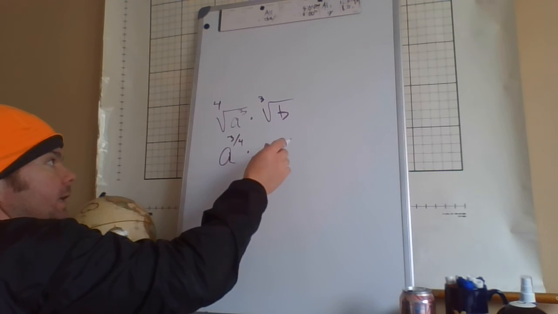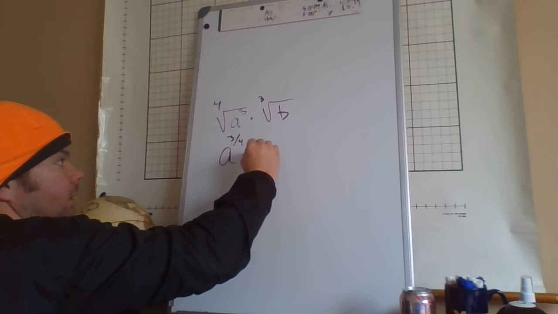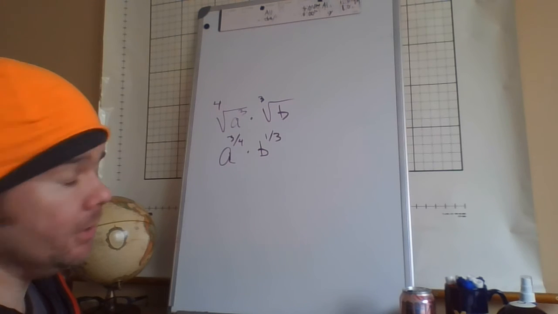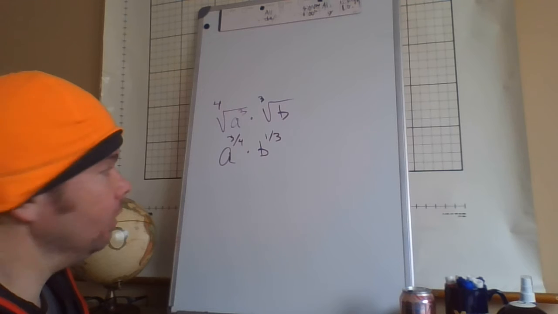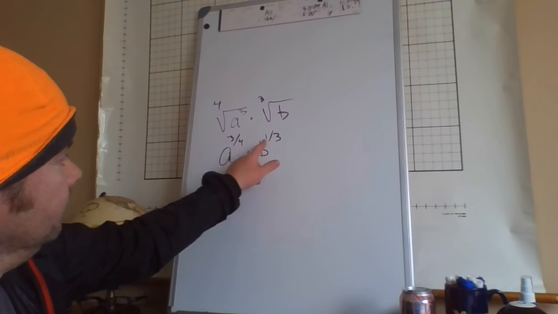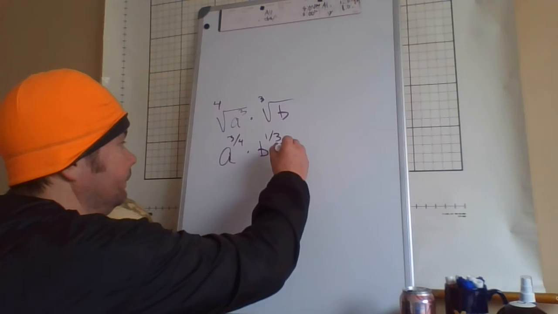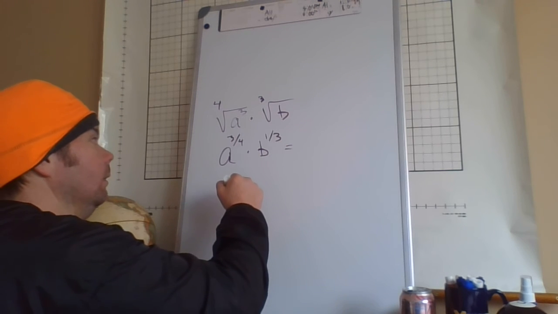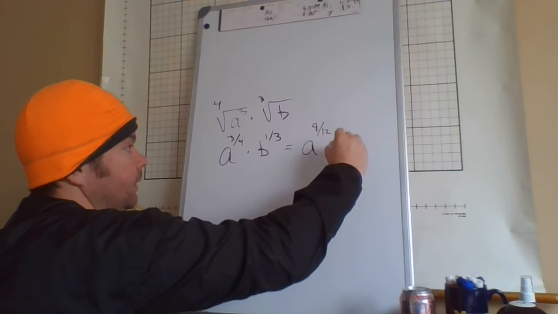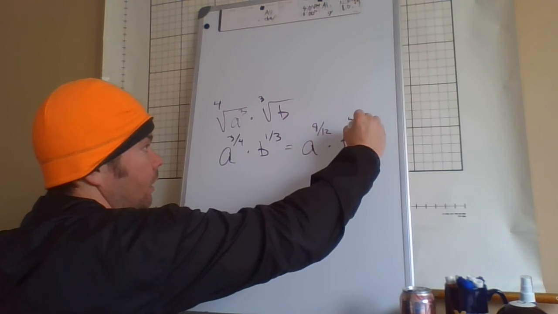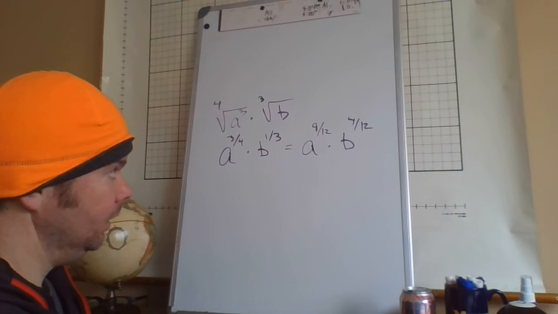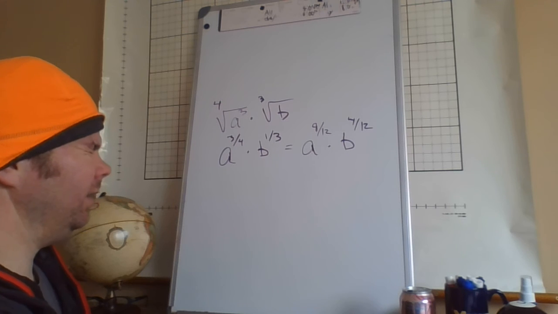the third root of b is just b to the 1/3, okay? And then you continue to freak out because you think, this doesn't help, I don't know what I'm supposed to do from here. Well, if all else fails, let's get these fractions to have the same denominator. So that would be a to the 9/12 times b to the 4/12. Yep, that works.